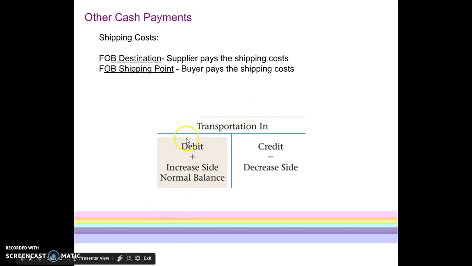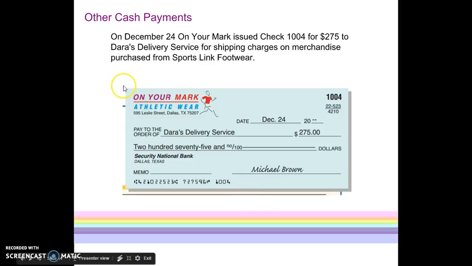We are going to use an account called transportation in to record this. Transportation in is going to be a debit side account with an increase side of debit and a normal balance side of debit, meaning to decrease the account, we credit it. Let's put this account in action with a transaction clue.